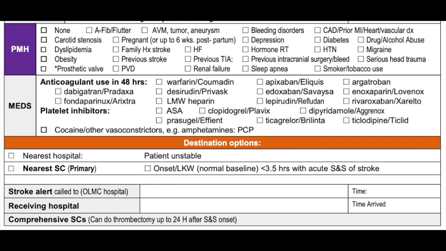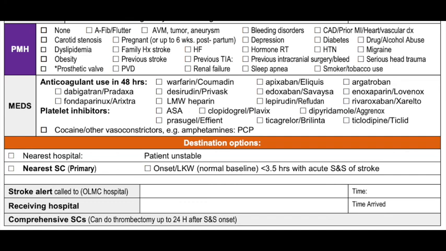Family history of strokes, previous strokes, peripheral vascular disease, previous TIAs, those mini strokes, any bleeding disorders or intracranial surgery or bleeds. Do they have a history of coronary artery disease, diabetes, hypertension? Are they heavy tobacco users? All these things are medical histories that are pertinent to assessing a stroke patient.